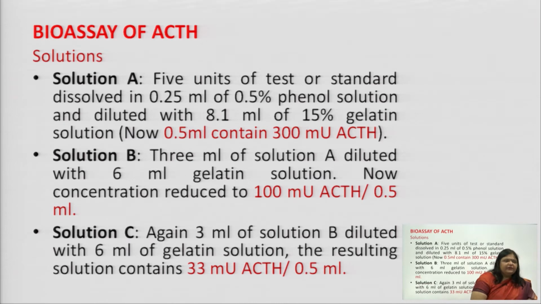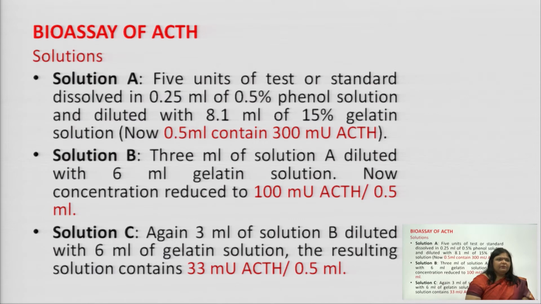Then this solution A is further diluted. From this, 3 ml of solution A is diluted with 6 ml of gelatin solution, and now this concentration is reduced to 100 milliunits of ACTH per 0.5 ml, which is solution B. Then we have solution C. Again the dilution of sample B is carried out.